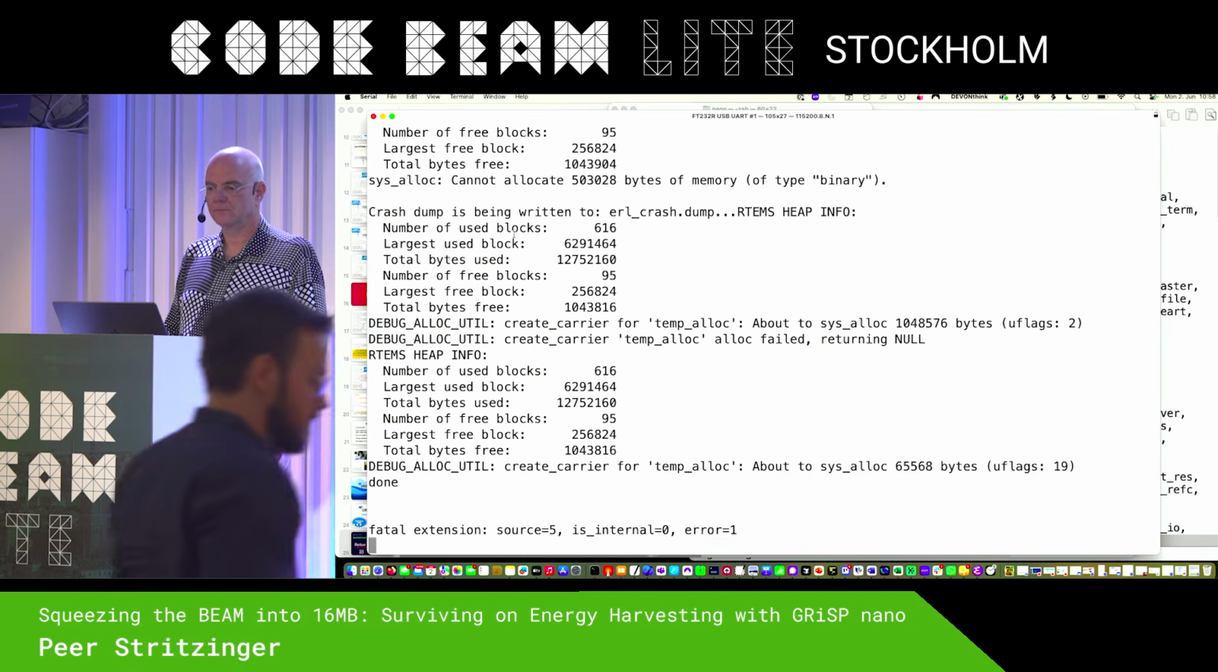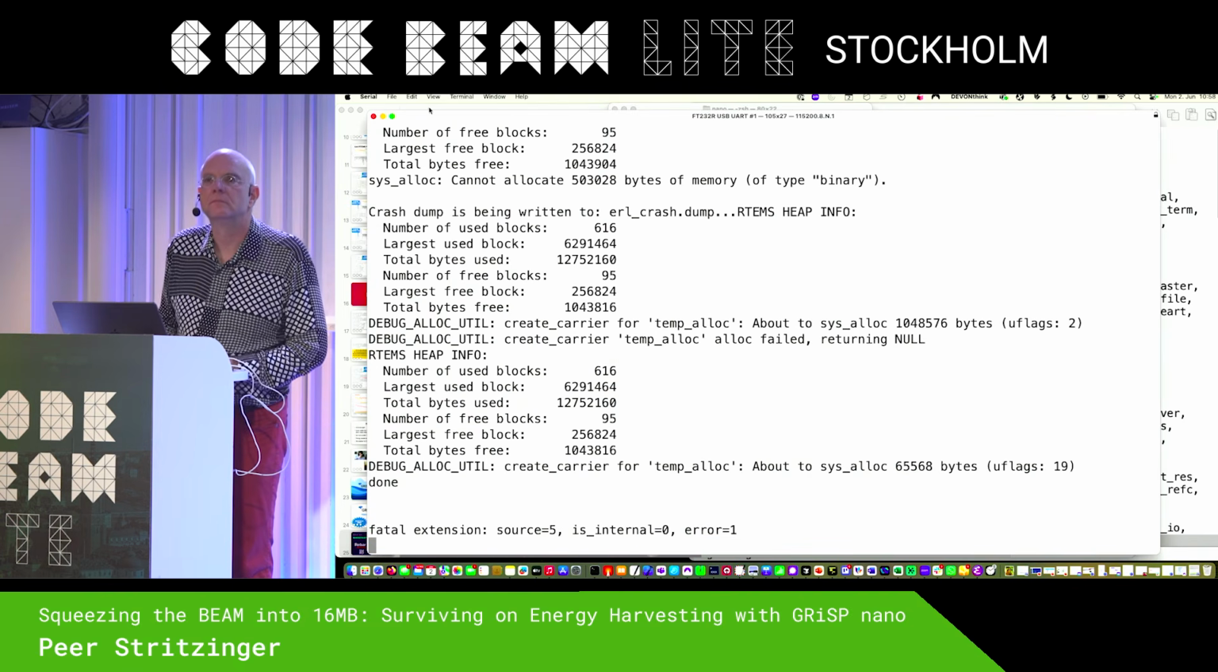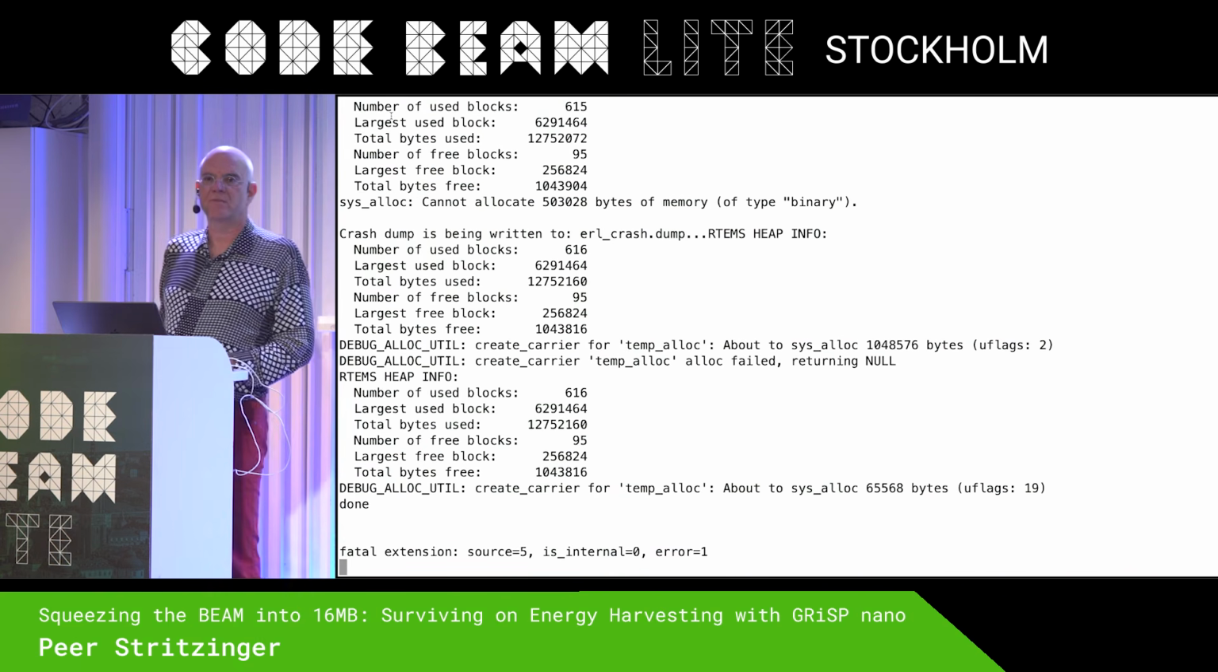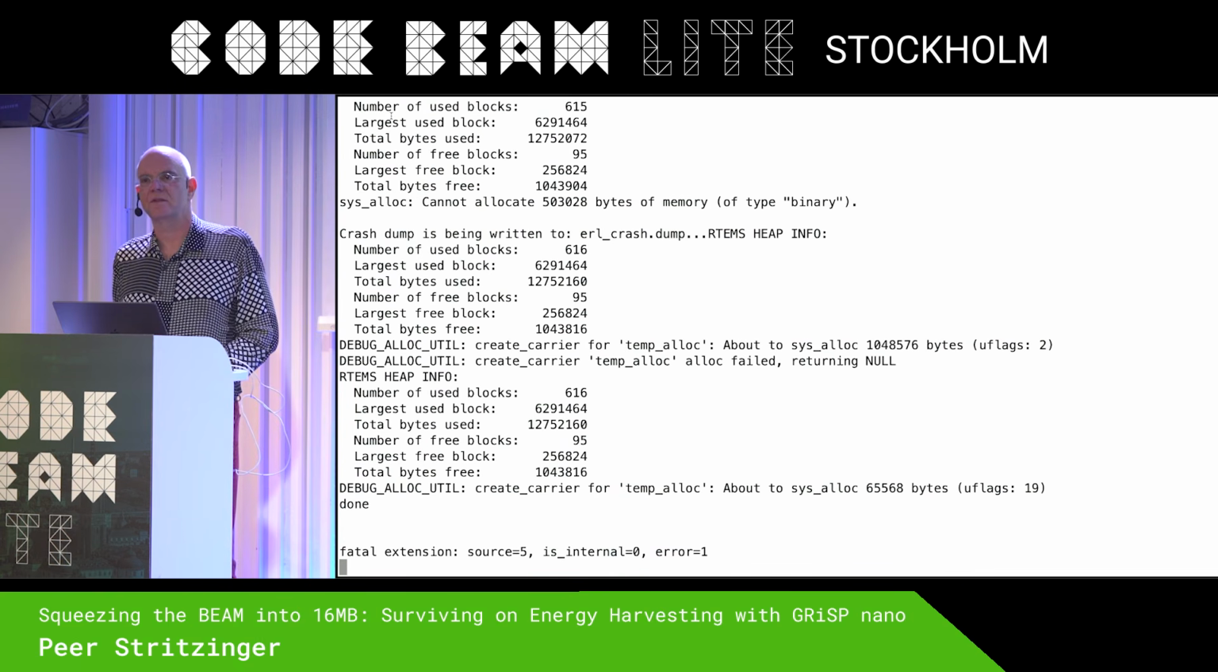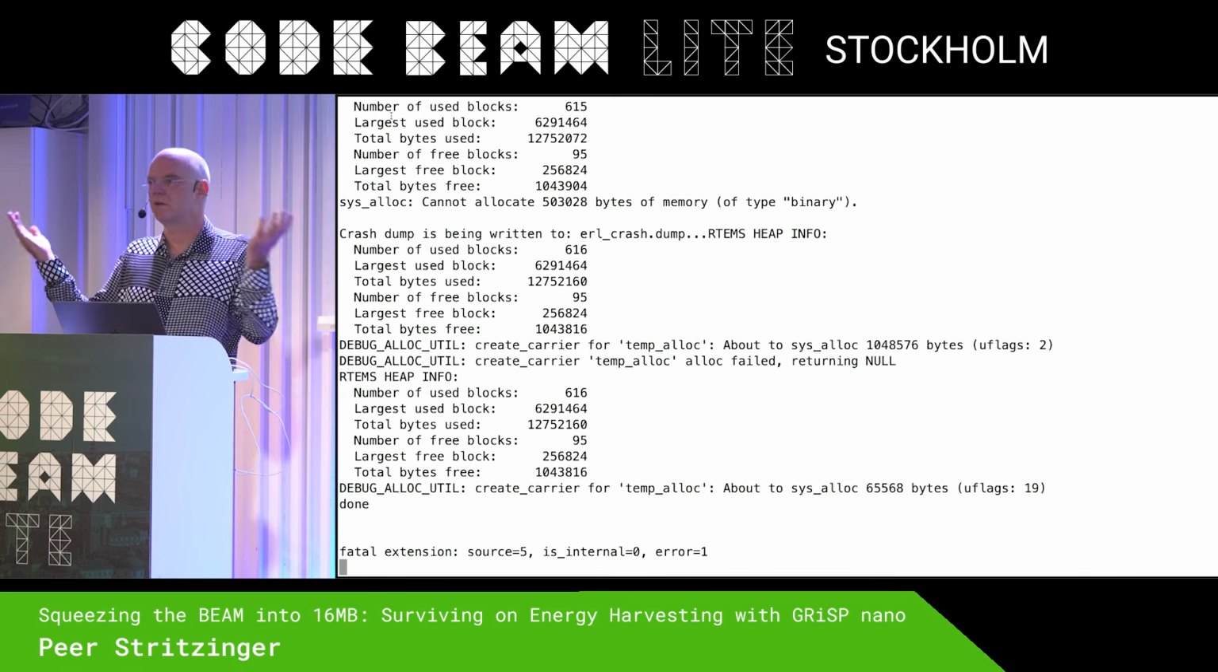Was there any functionality in the Beam or the runtime system that you were missing that would have made this project easier? Well, it's clear that it was not optimized for tight memory. That was not a goal. It was optimized for speed and all kinds of things that are important for other systems.